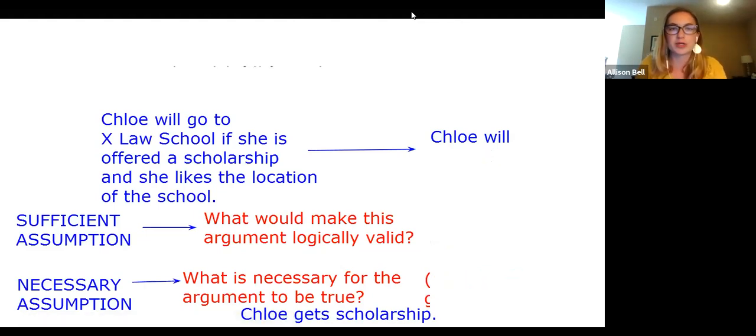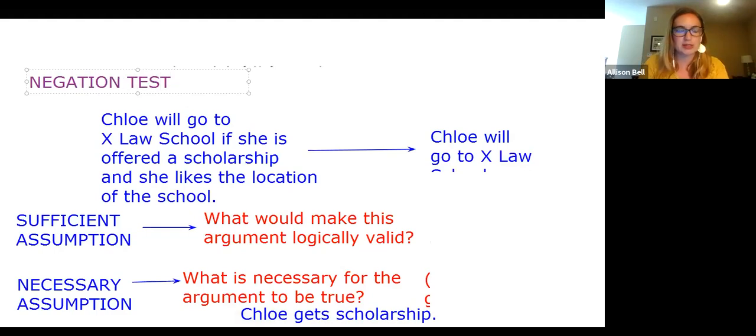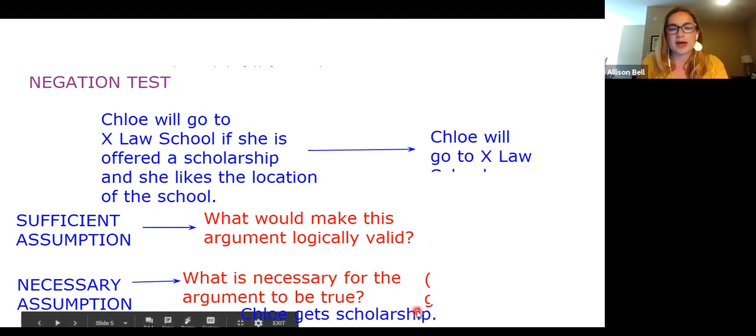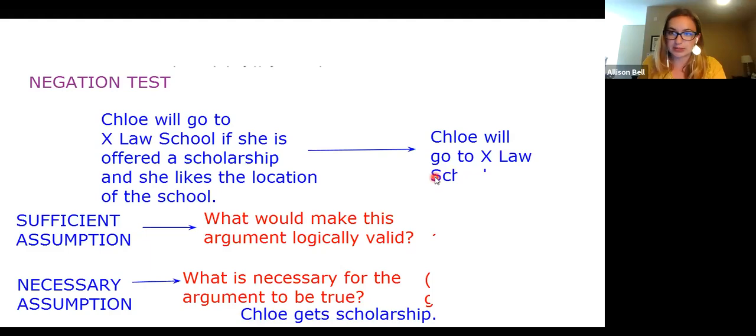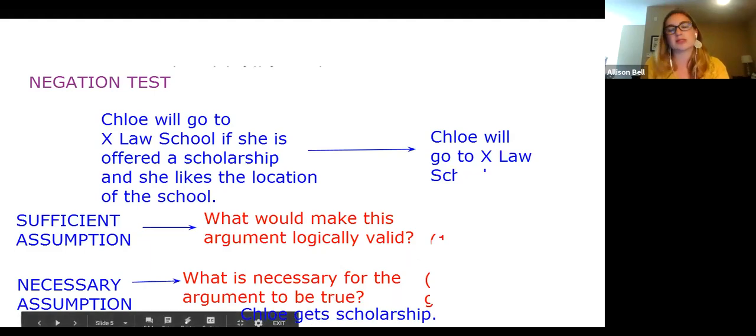One way to determine if something is necessary for an argument is what James is mentioning, called the negation test, which is where you ask yourself, if I negate this answer, what happens to the argument? So if I say Chloe does not get a scholarship, the conclusion falls apart. It is no longer true. Chloe is not going to go to X law school. That means that this is necessary.